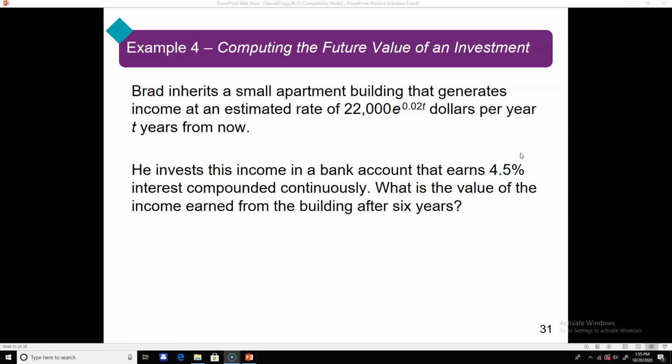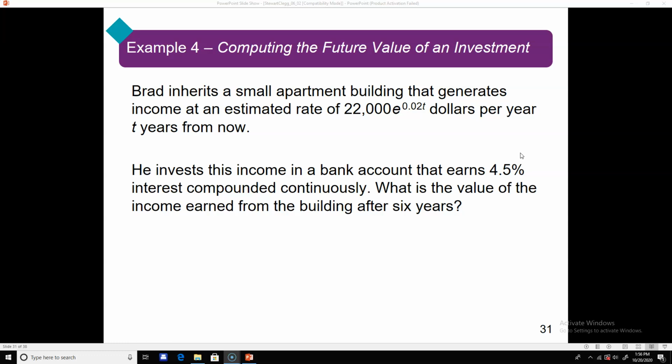So Brad inherits a small apartment building that generates income at an estimated rate of $22,000 e to the 0.02 t dollars per year, t years from now. He invests the income in a bank account that earns 4.5% interest compounded continuously. What is the value of his income from the building after 6 years? So we have the income stream there, 22,000 times e to the 0.02 t, and then r from the formula is this 4.5%, so that's 0.045. And we're looking for the income after 6 years. So capital T is going to be 6 years.